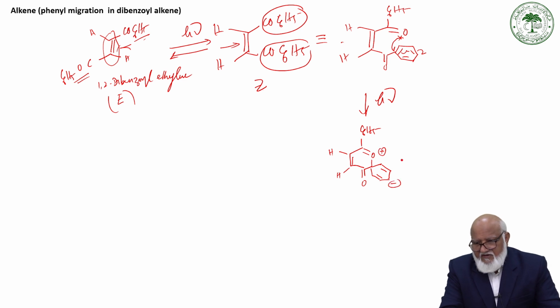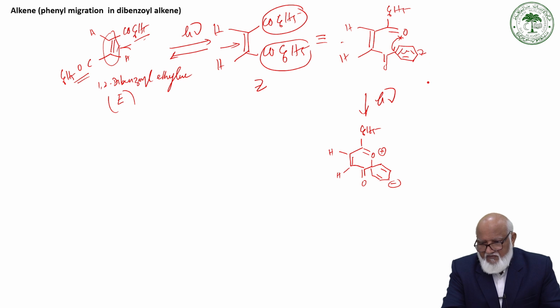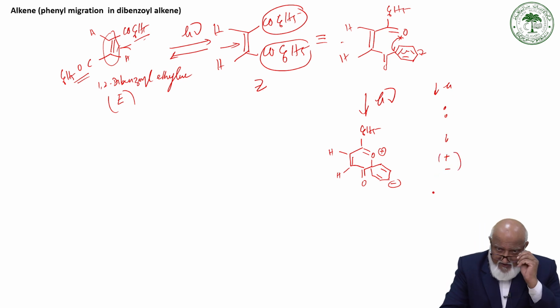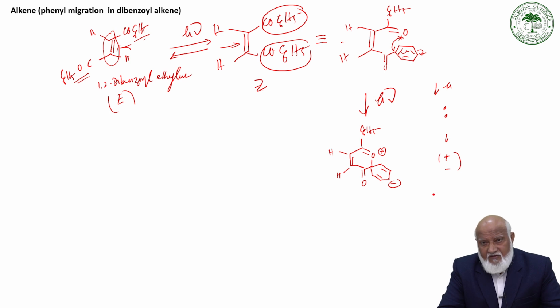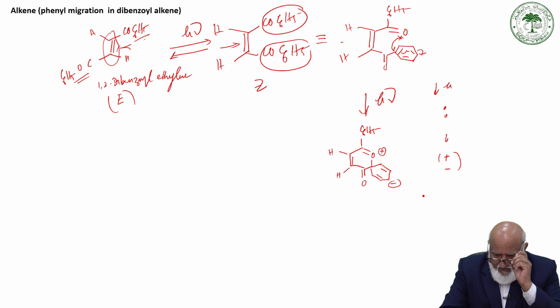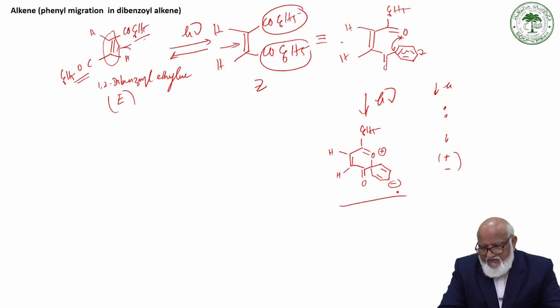Of course, it is a zwitterionic species. Benzoyl groups on excitation go to a diradical, and conversion of this diradical to a dipolar species is well reported in the case of enone systems and so on, which we have already looked into. This intermediate is formed by the attack of the excited carbonyl on the phenyl group of the other benzoyl group, and then this once again moves like this.